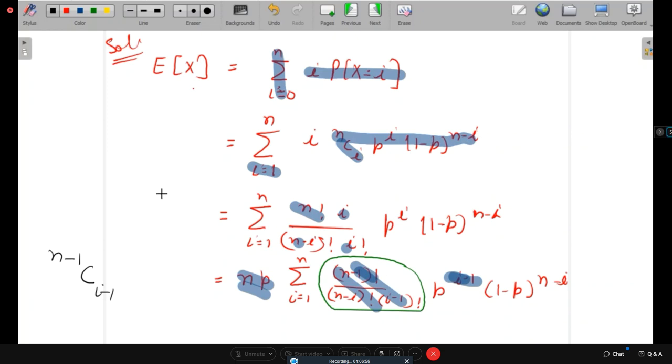Right, so this is nothing but n minus 1 c i minus 1, and now this together, because i here goes from 1 to n. So n minus 1 c 0 is the first entry, and the last entry, when i equals n, is n minus 1 c n minus 1. So I can write this whole block as p plus 1 minus p to the power n minus 1. Since p plus 1 minus p, the p gets cancelled, and 1 to the power n minus 1 is 1, and you will remain with n times p. So this is what we faced with respect to the expectation of x.